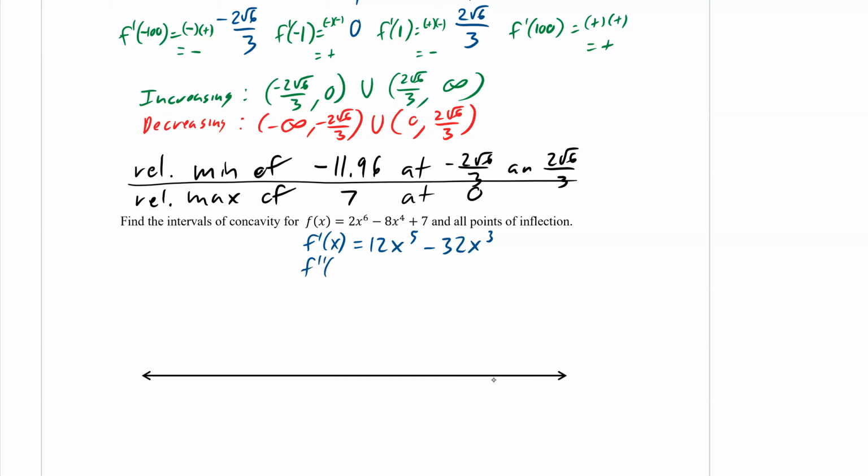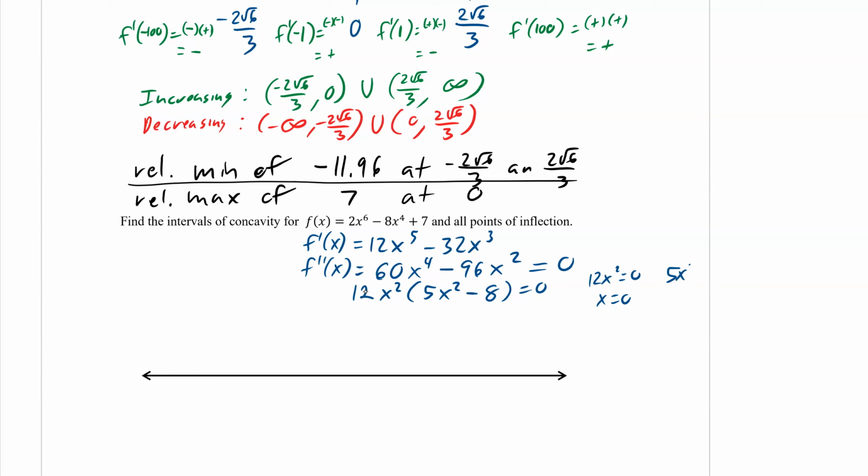So let's find our second derivative. This would become 60x to the fourth minus 96x squared. Set it equal to 0. And we factor out that 12x squared, which would be 5x squared minus 8 equals 0. And then again, 12x squared equals 0 means x is 0. And then 5x squared minus 8 equals 0. See how it's the same basic stuff?